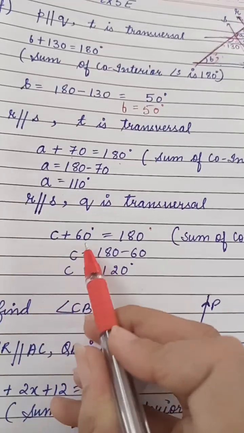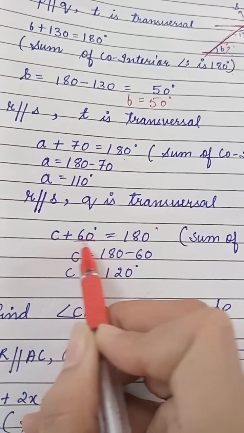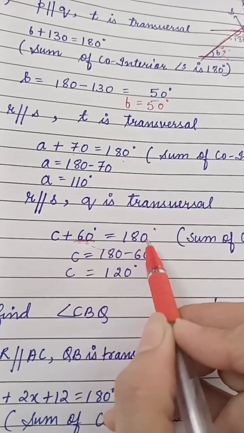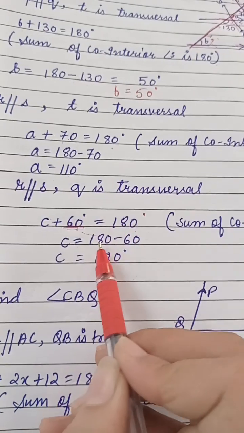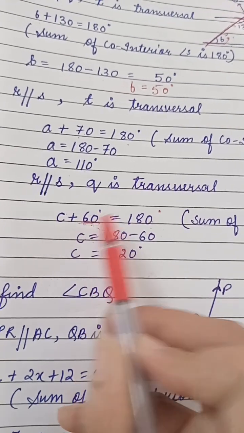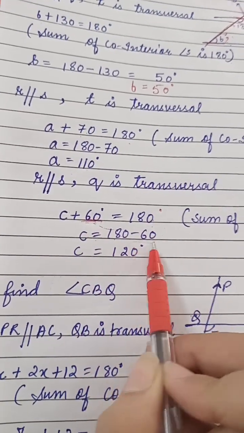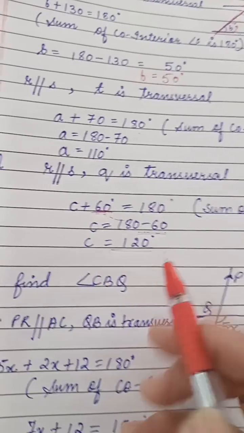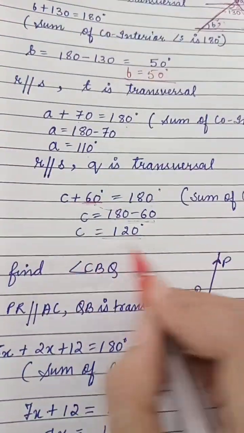Side change, sign change. Since it is a constant number, it will go to its like term. So C will remain as it is, equal as it is, 180 as it is, because they didn't change their side. 60 will change its side: plus 60 becomes minus 60. So C is 120. We got all three angles B, A and C.